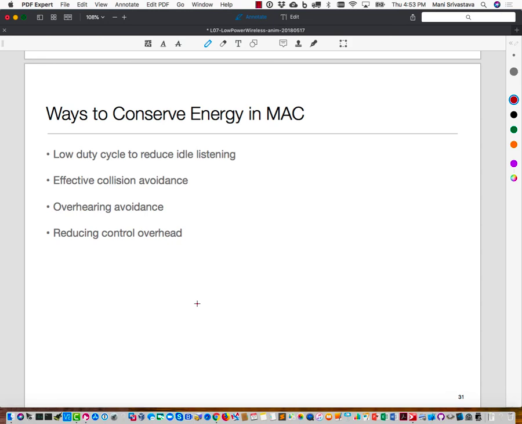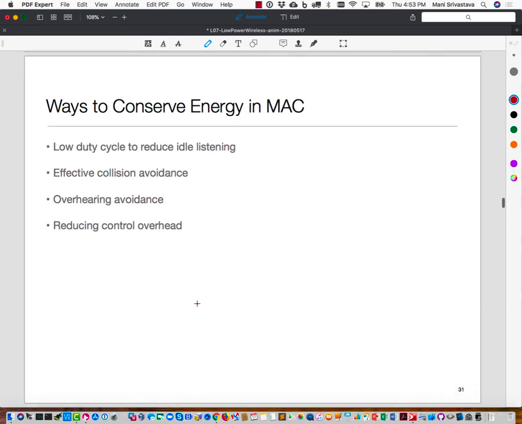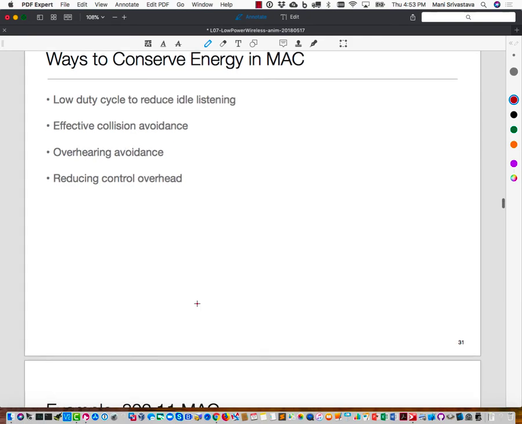And reducing control overhead. This is what I meant by all the additional packets that you have to send. So, for example, in the scheme where we were maintaining synchronization, those synchronization packets are overhead. In Wi-Fi, RTS, CTS, and all those are examples of control overhead. Any additional information exchange that you are doing just to keep things running is wasted overhead, and you would ideally want to avoid that.